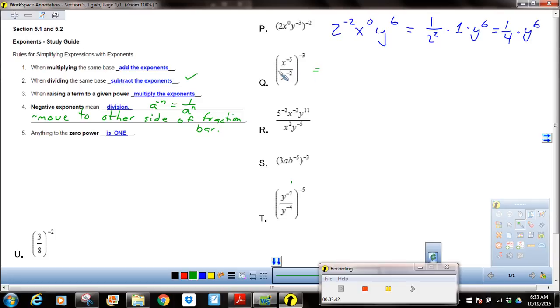I think what I'm going to do is go ahead and simplify the inside. So if I am dividing the same base, I'm going to subtract the exponents. Negative 5 minus negative 2 would be negative 3. So inside the parentheses, I'm going to have x to the negative 3, to the negative third power. Now I'm raising this term to a power. I will multiply the exponents. Negative 3 times negative 3 is positive 9.